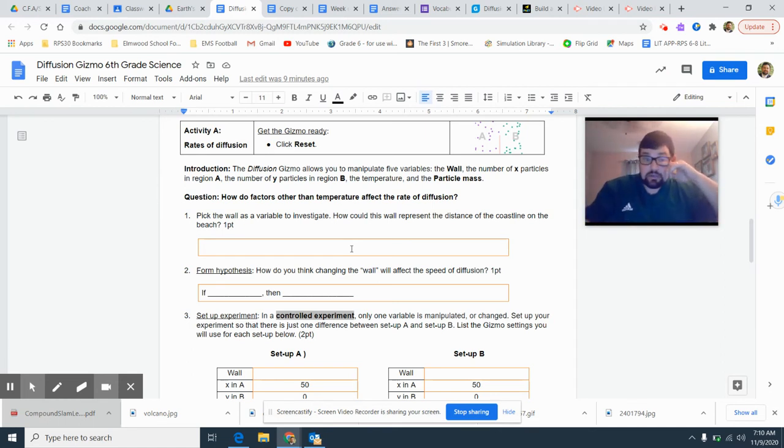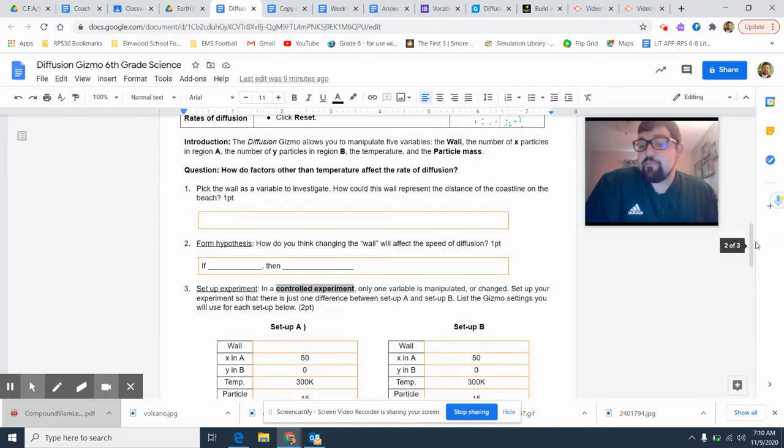That's the question, right? Number two, how do you think changing the wall will affect the speed of diffusion? You're going to write a hypothesis, and it's an if-then statement. So you're going to type where the blanks are your words. If we change the height of the wall, or if we increase or decrease, however you want to talk about that, then the rate of diffusion will increase, decrease, it's going to get more, going to be less, right? Just a hypothesis. You're just going to say, what do you think is going to happen, right?